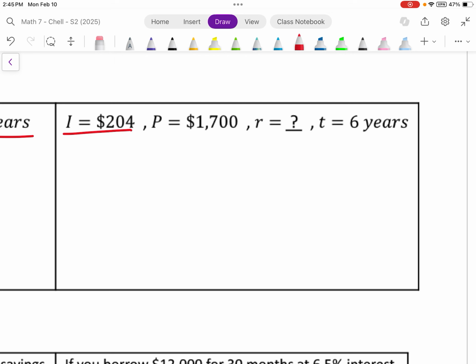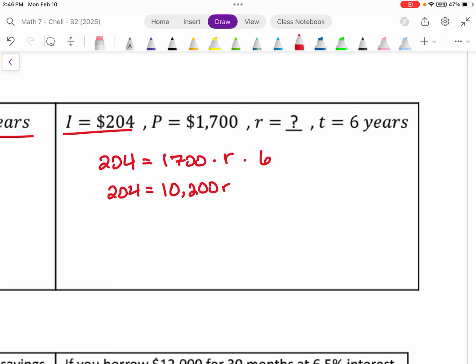We know we have the interest. So that's gonna be 204. We know we have the principal of 1,700. But we don't know what the rate is, right? So we're just gonna replace it with the R as a variable. And we know we have 6 years, RT. So the first thing we should do is just multiply our numbers. So we're gonna drop down the 4, and 1,700 times 6 equals 10,200. And when you multiply with R, it's gonna be 10,200 R.